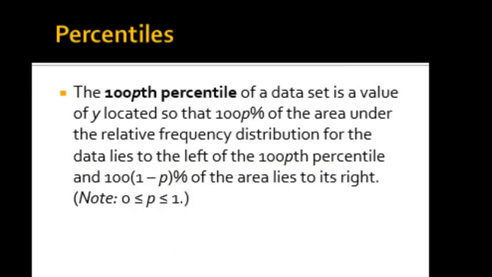First, let's talk about percentiles. Let's say we have the 100 times pth percentile, for example a 95th percentile value in a data set. That means that below that value, we will have 95% of the distribution, and above that value, we will have 5% of the distribution. So basically, P is between 0 and 1, and 100 times P will be the percentile.